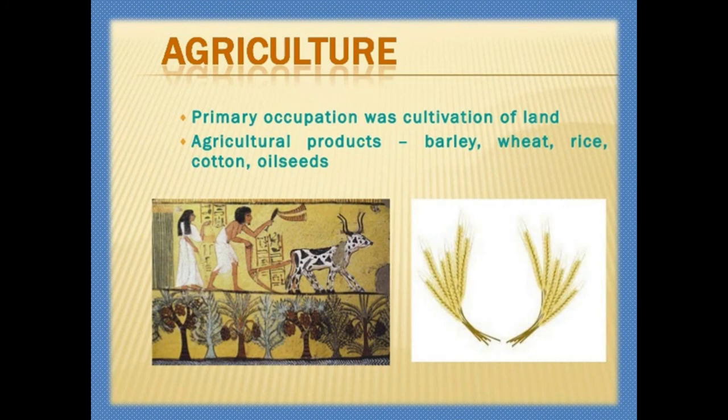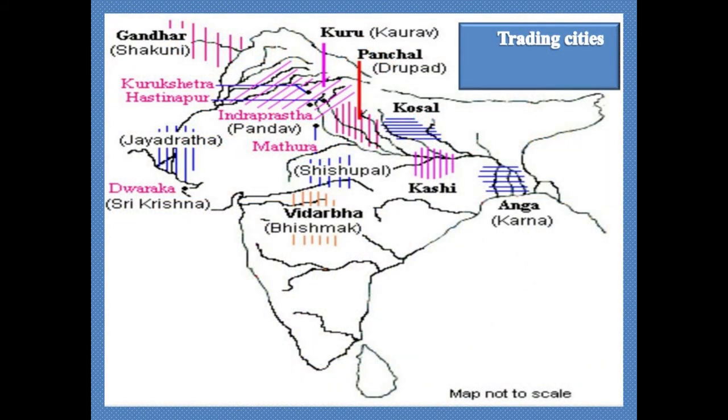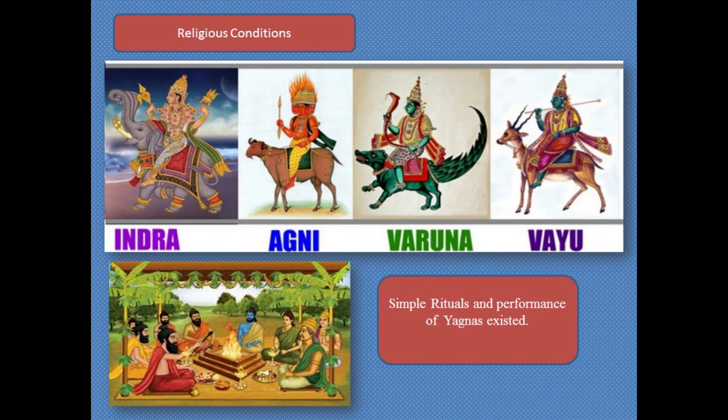As you can see, some of the agricultural produce cultivated was barley, wheat, rice, cotton, oilseed, etc. Some of the important trading centers of that era were Gandhar, Kurukshetra, Panchal, Koshala, Indraprastha, Dwaraka, Vidarbha, Kashi, Anga. These were the important trading centers of Vedic times. I hope I am reaching you so far. Any confusion in the early Vedic period?